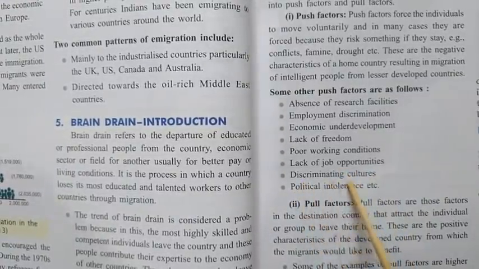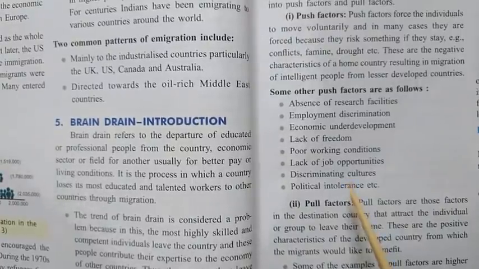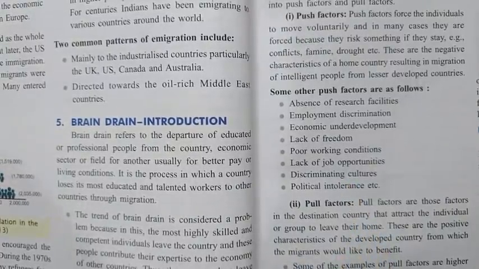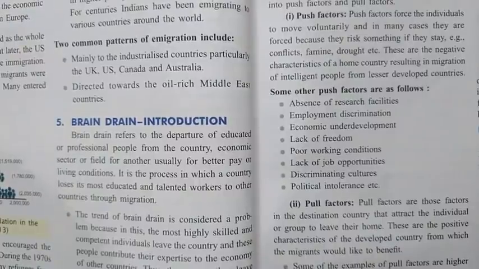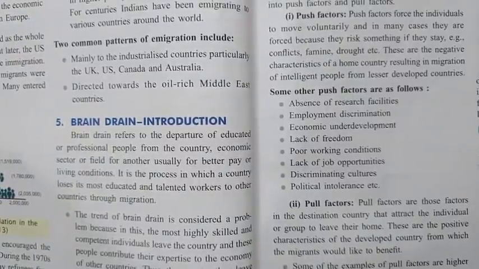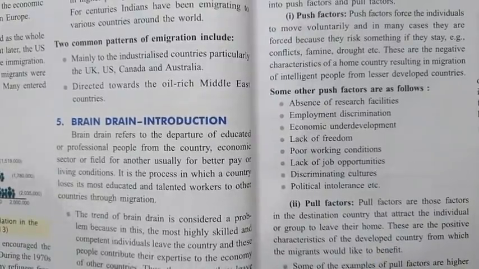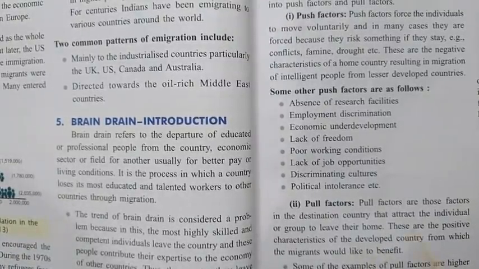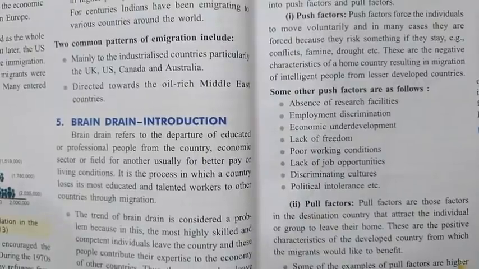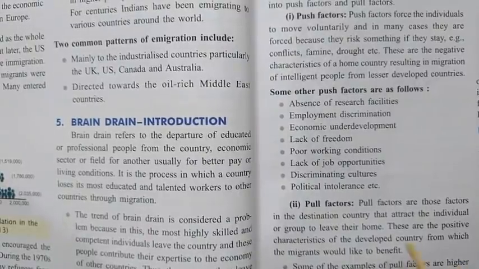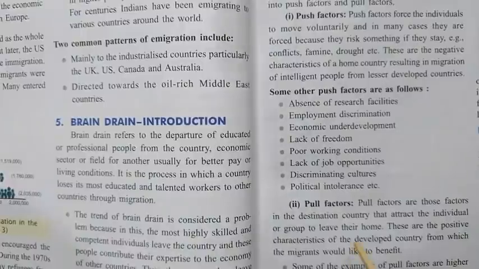Next is the discriminating culture. Discriminating culture means that in some countries, especially Pakistan, which is usually a Muslim country, they don't show respect to people of other religions, like the Hindus or the Christians. So these people, because they have so much talent and better skill, choose to migrate to other countries.